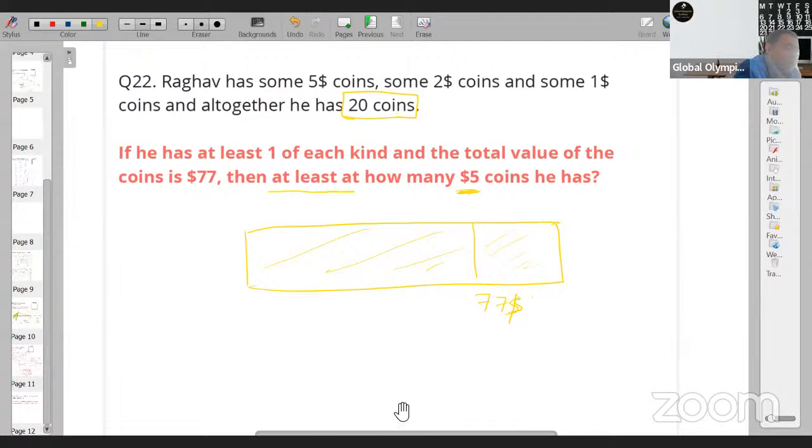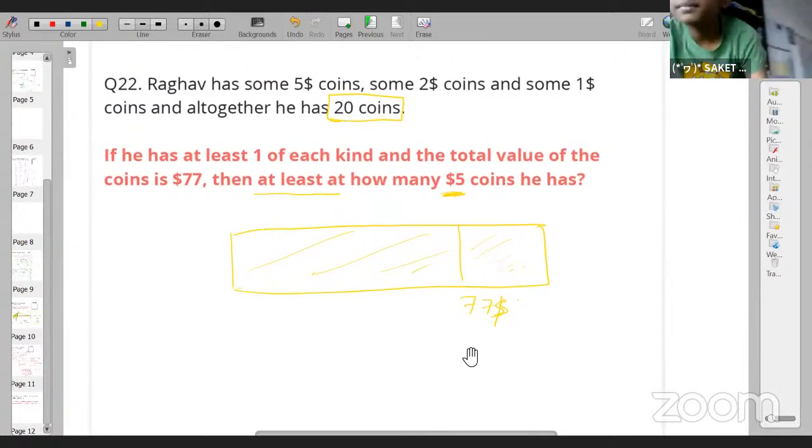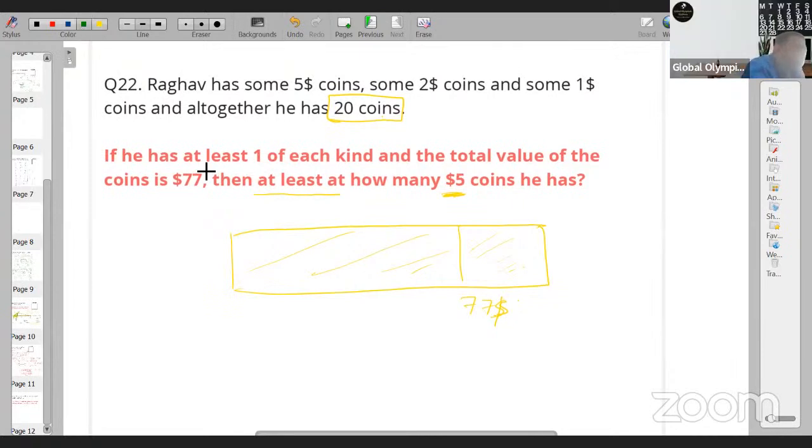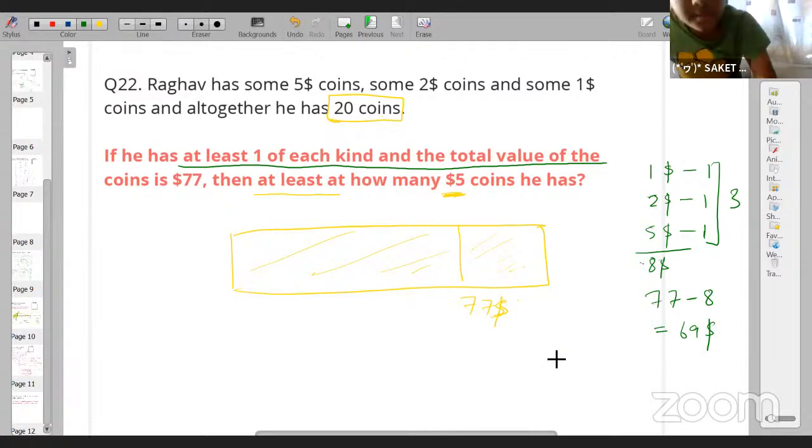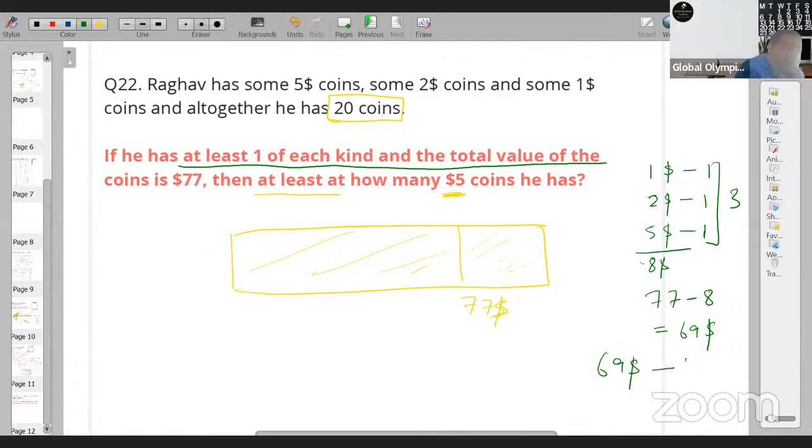First of all, let's understand that there is another constraint in this question, which says that there is at least one of each kind, correct? So first let's look at this. If you have a $1 coin of one, a $2 coin is also one, and a $5 coin is also one, so my three coins are gone. And the value also reduces from 77 minus 8, which is $69, correct? Now I have $69 and I have 17 coins to play with.